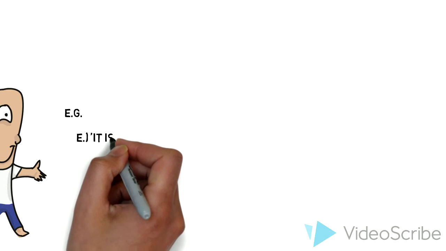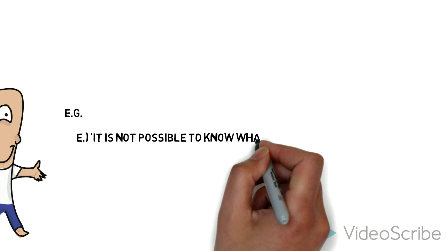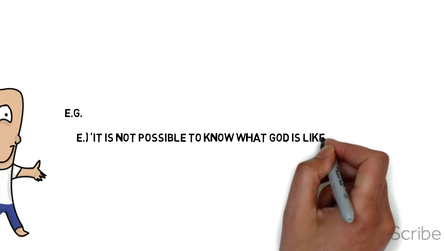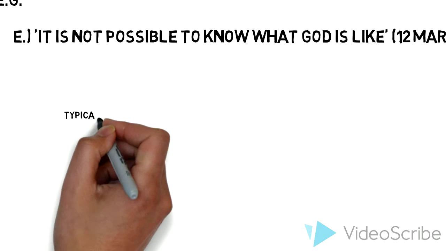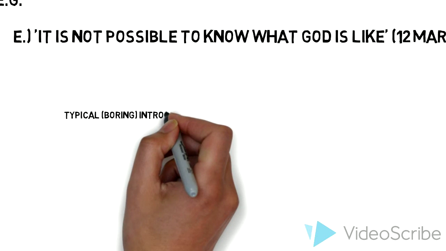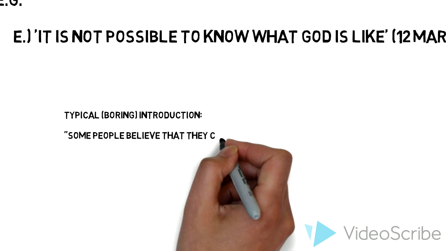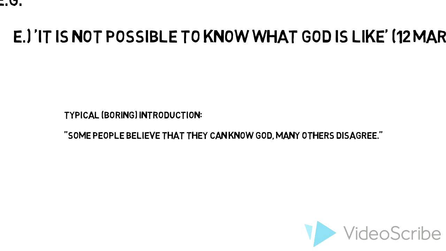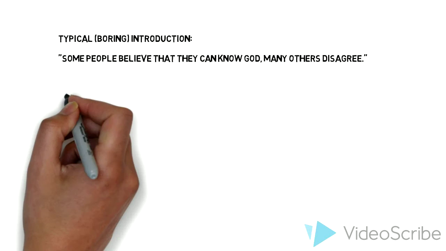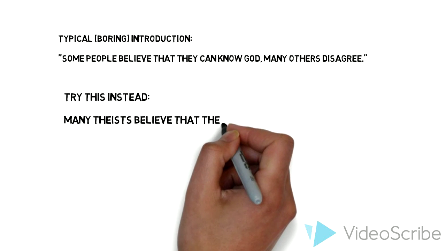For example, let's imagine that we're answering the question from the deity unit: "It is not possible to know what God is like." It's of course worth 12 marks. You could do a typical boring introduction like the following. But that's not particularly good. Instead, try something closer to this.